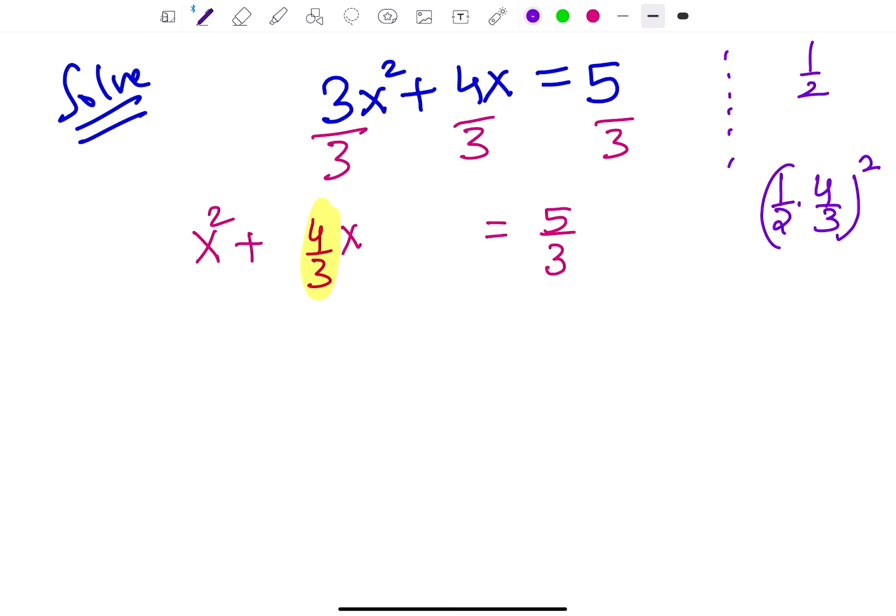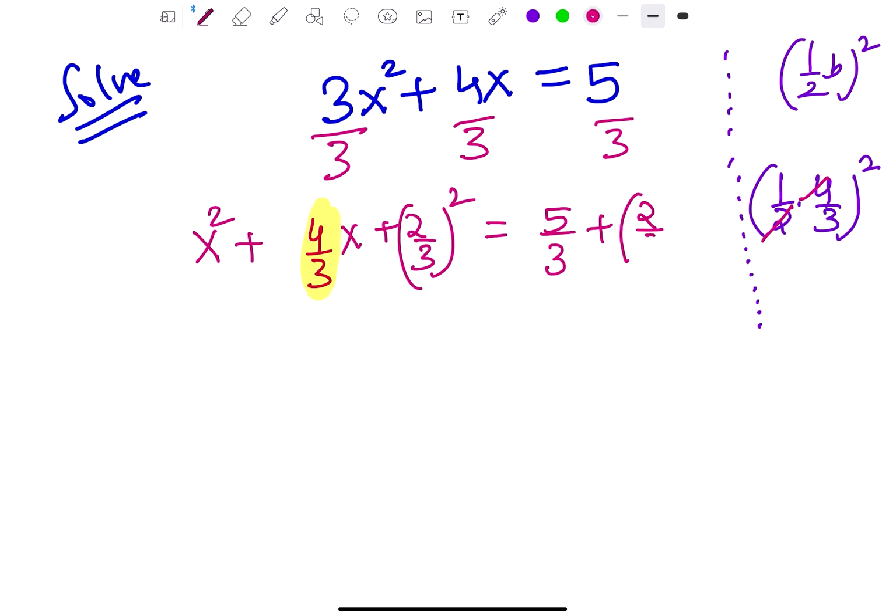That's 1/2 of b, squared. That's what needs to be added to both sides. Even if the b is negative, when we square it, that negative is going to disappear. So we will always be adding that number. Even if your b is negative, we're never going to be subtracting that number. Okay, so 1/2 b squared, which we can simplify to 2/3 squared. And if I do it to one side, I must do it to the other side as well.